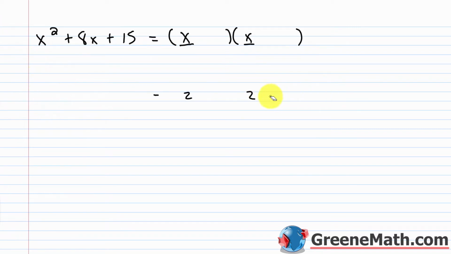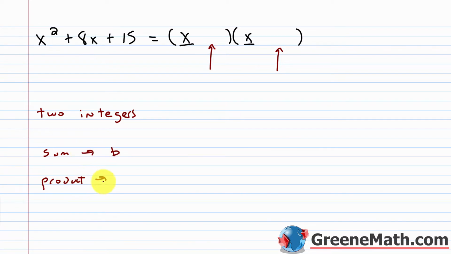Okay, so once we've figured that part out, that part's a given. So the question is, how do I find out what goes here and here? Well, again, I want two integers. So let me write this out. Two integers where the sum is going to be b and the product is going to be c.